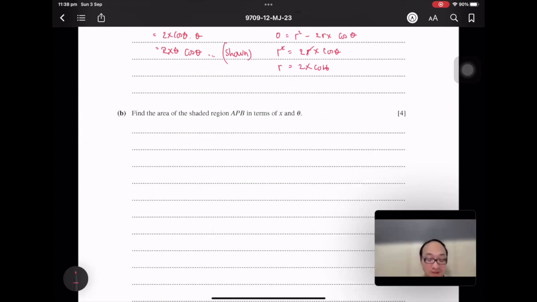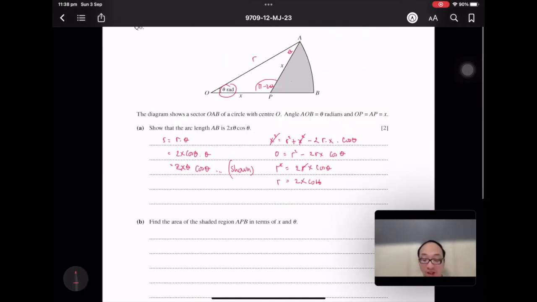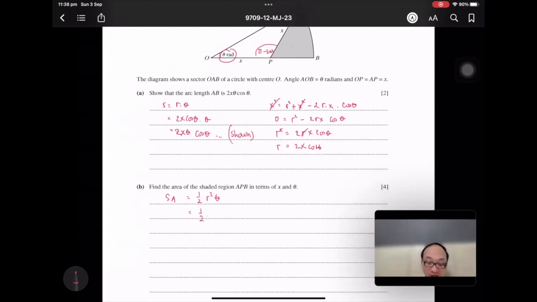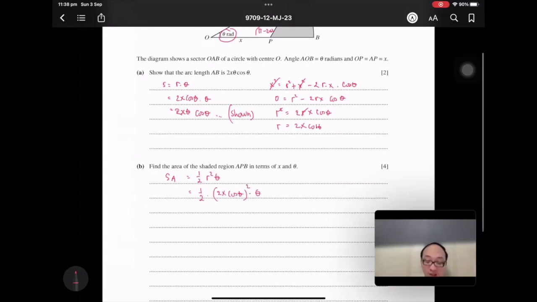B, find the area of the shaded region ATB in terms of x and theta. So the shaded region here is the area of the sector minus the area of the triangle. So we have to find the area of the sector first. Half R squared theta. So R is 2x cos theta squared times theta equals half 4x squared cos squared theta times theta. So 2x squared theta cos squared theta.